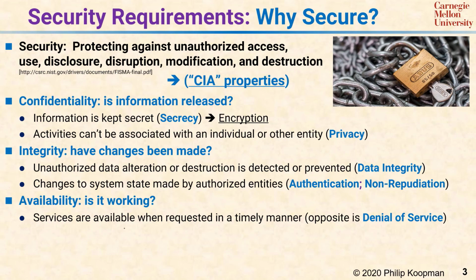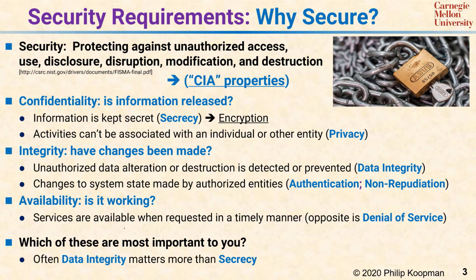There are many other concepts related to security beyond these, but this set provides a broad overview of the types of issues security deals with. Which of these CIA properties matters to you depends on your system. Often in embedded systems, data integrity matters more than secrecy. For example, while privacy is nice, you might care much more about someone changing your thermostat setting to freeze your pipes in the winter than you do about whether your utility company knows your exact thermostat setting information.